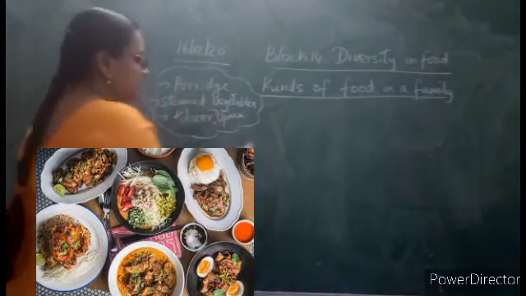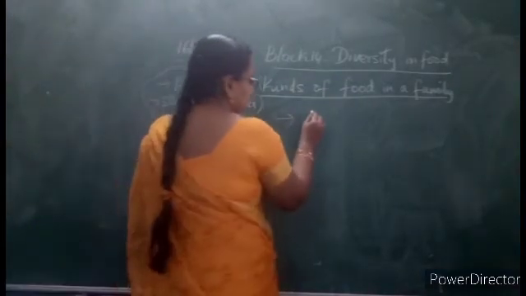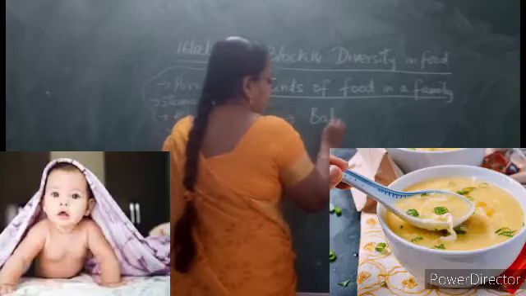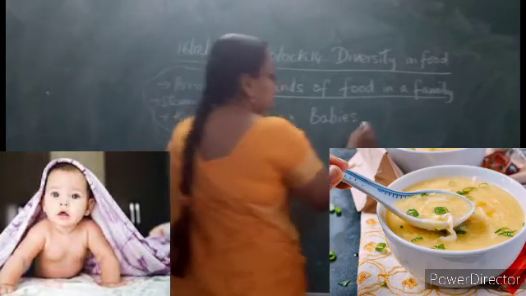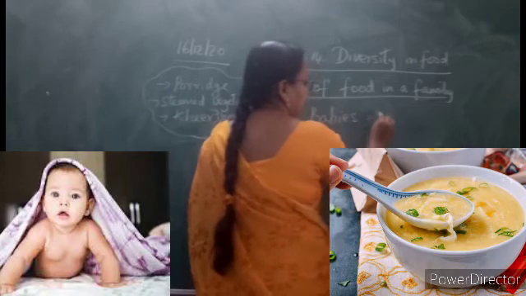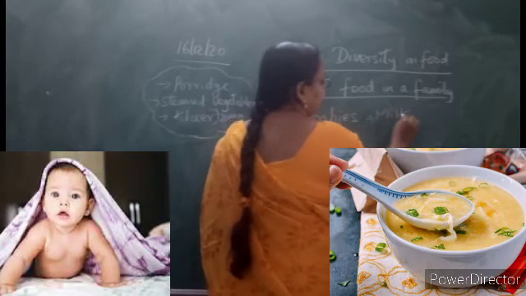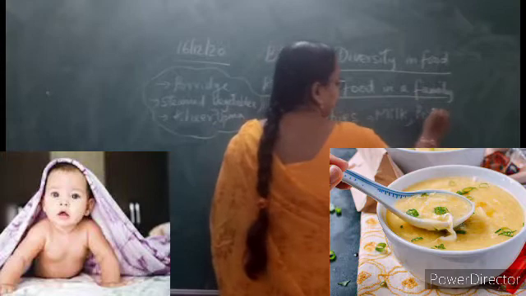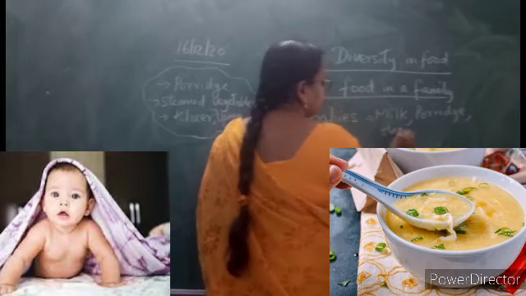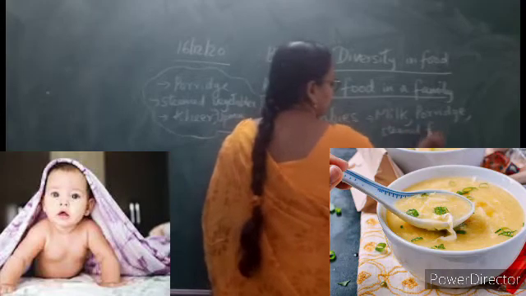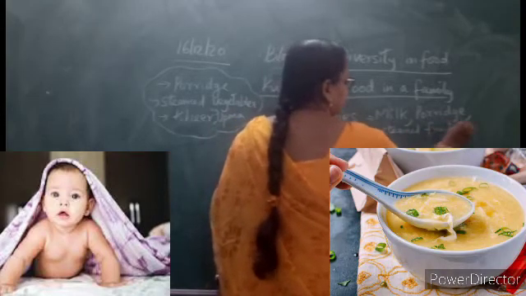So let us see, if a baby is there at your home, your cousins or your own siblings, what type of food will they eat, children? Very good. They will be drinking a lot of milk and porridge type. Very soft food will be cooked and given, and also steamed fruits like apples and all will be given to them.